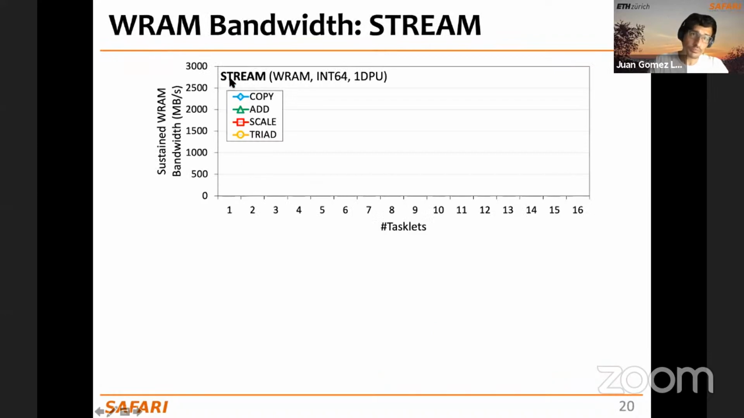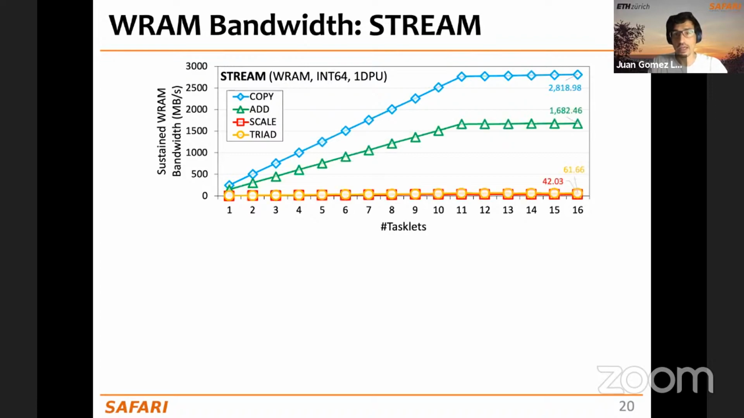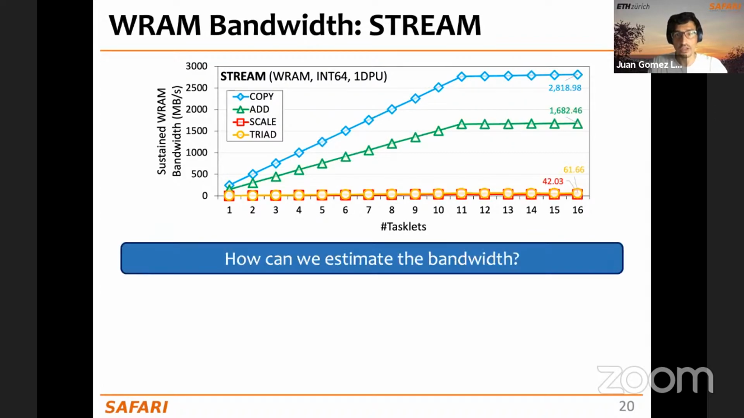So here you will see the plot for the 4 versions of STREAM in WRAM for 64-bit integers on one DPU. On the y-axis, we see the sustained WRAM bandwidth, and here the number of tasklets changing from 1 to 16. So these are the results for copy, these are for add, and these are scale and triad. So let's start analyzing these results a little bit.